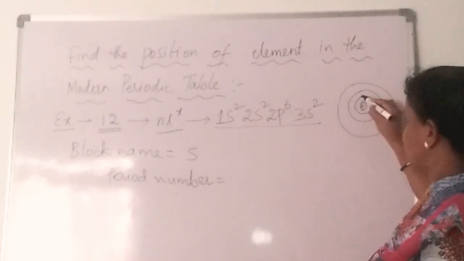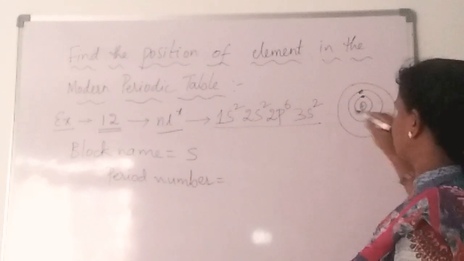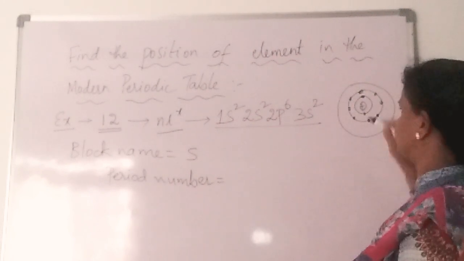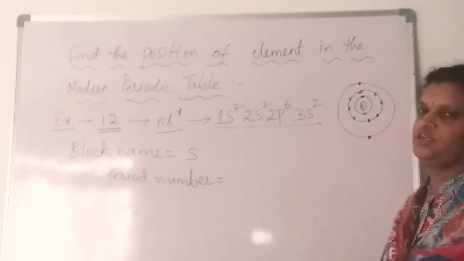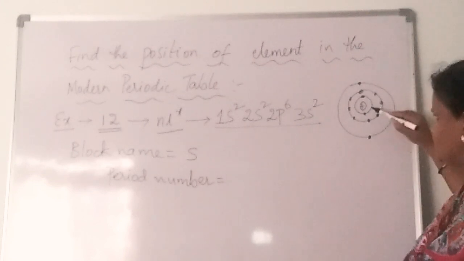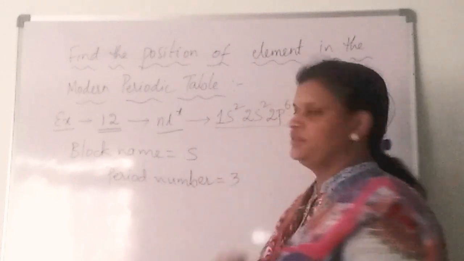In the first shell it has 2 electrons. The second shell contains totally 8 electrons: in 2s, 2 electrons, and 2p, 6 electrons. The third shell contains 2 electrons. So this is the structure of this particular atom. If you see the total number of shells, how many are there? First, second, third. 3 shells are there. So the period number becomes 3.